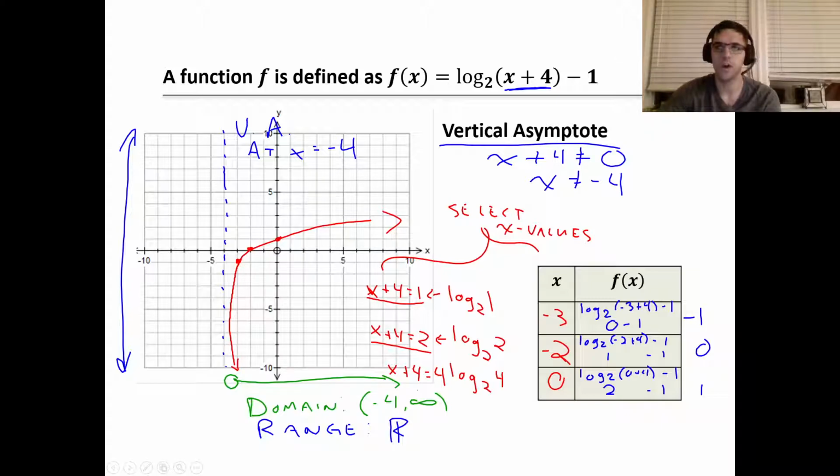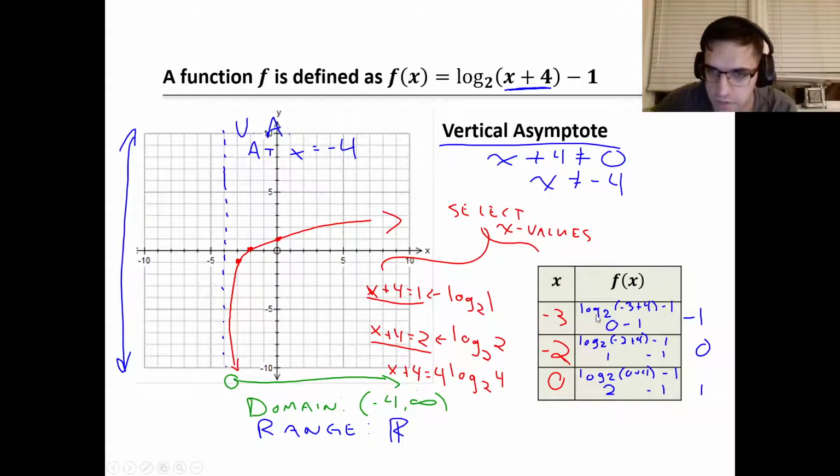That's right there. Also, I want to find values of x plus 4 that give me log base 2 of 1, log base 2 of 2, and log base 2 of 4. If I can find those x values where x plus 4 is equal to 1, 2, and 4, then I can find 3 easy x values to graph. So x plus 4 equals 1 when x equals -3, because -3 plus 4 is 1. If I want to graph log base 2 of 1, I'm going to use -3 for x. If I want to graph log base 2 of 2, I'm going to use -2 for x because -2 plus 4 is 2. And if I want log base 2 of 4, then I'm going to use x equals 0 because 0 plus 4 is 4.